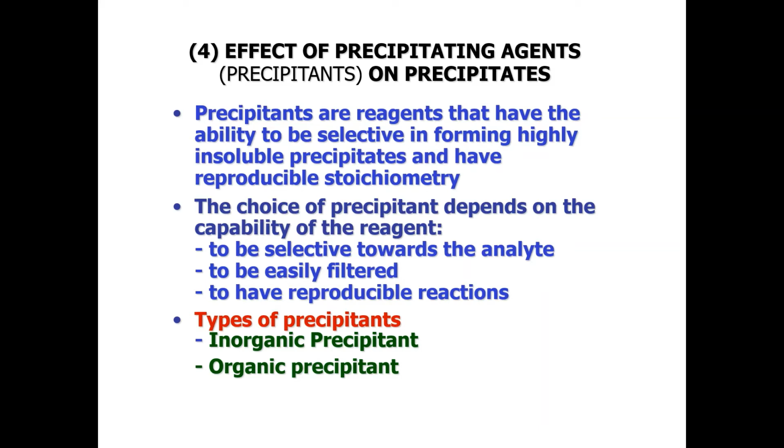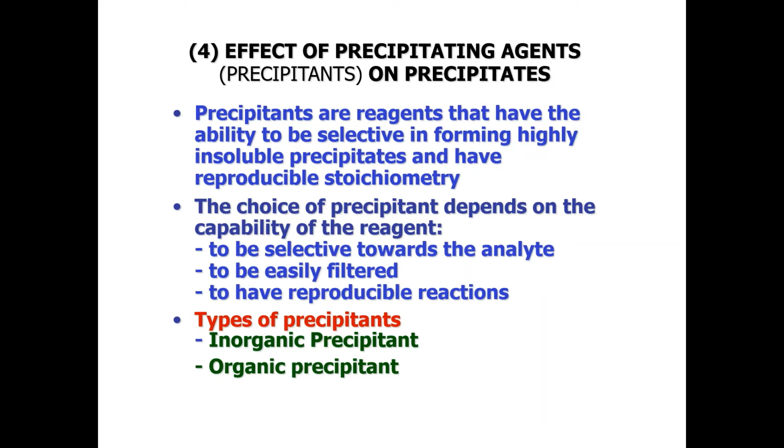The choice of precipitant depends on the capability of the reagent, first to be selective and to be easily filtered, because in the following step after formation of the precipitate, we have to separate the precipitate from the solution by filtration. So it must be large enough to be filtered. When it forms a precipitate with your analyte, it will form a large precipitate so that it can be easily filtered, and the reaction must be reproducible. You can do it today, you can do it tomorrow, but the same reaction should occur.